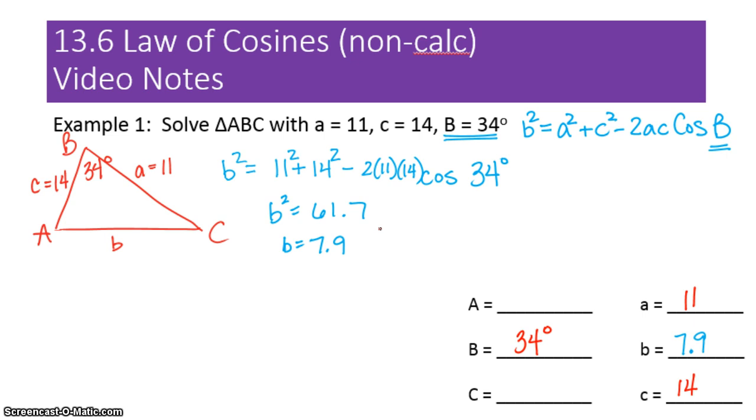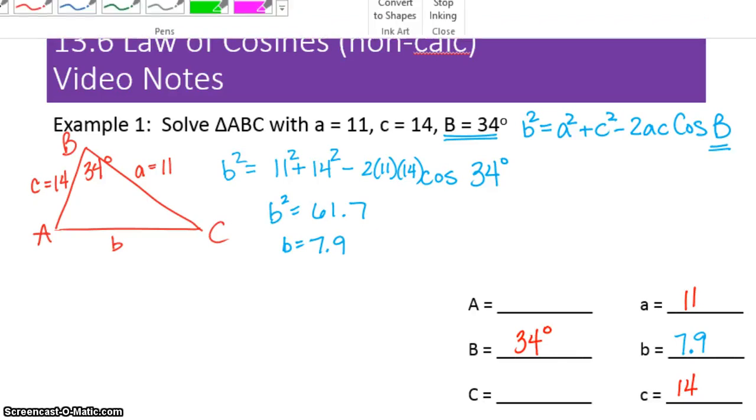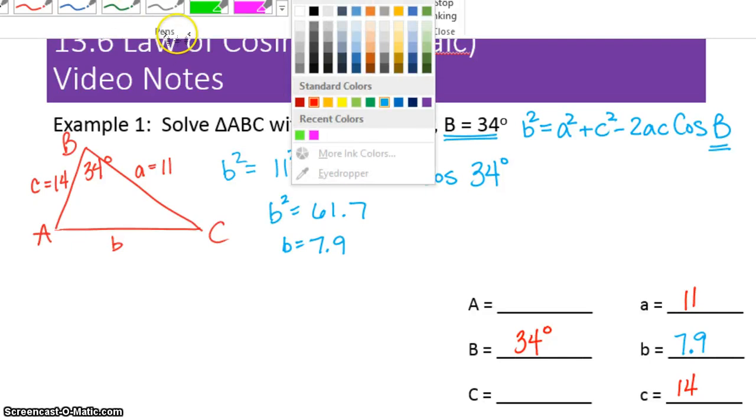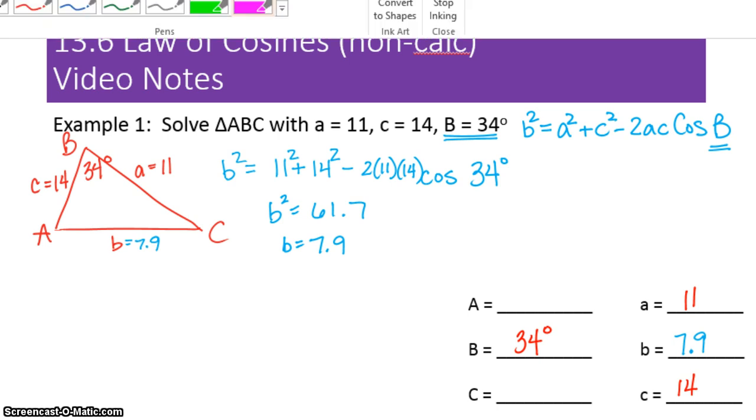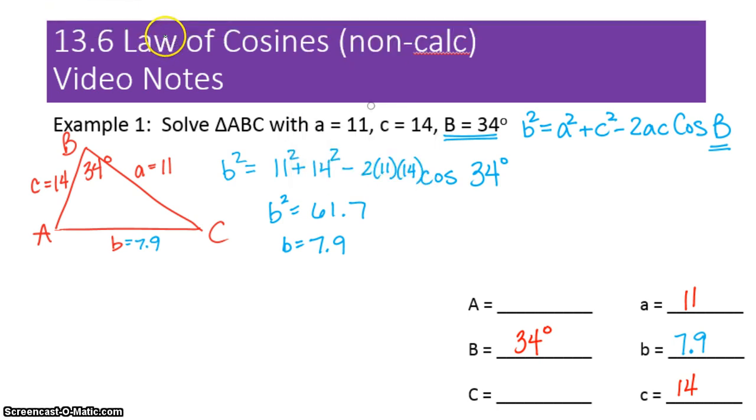Okay, once we used law of cosines once, now we have enough information to use law of sines throughout the rest. So if you fill in your picture, that will help. I'm going to go over here on side B and put 7.9. And now if you set up your law of sines, you should have everything that you need. So if we have sine of angle A over 11, sine of angle B, which is 34.